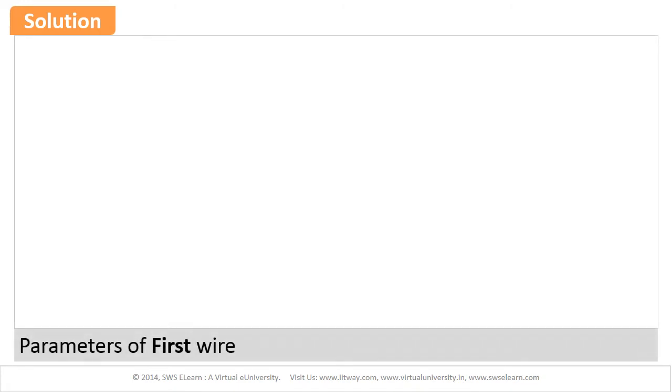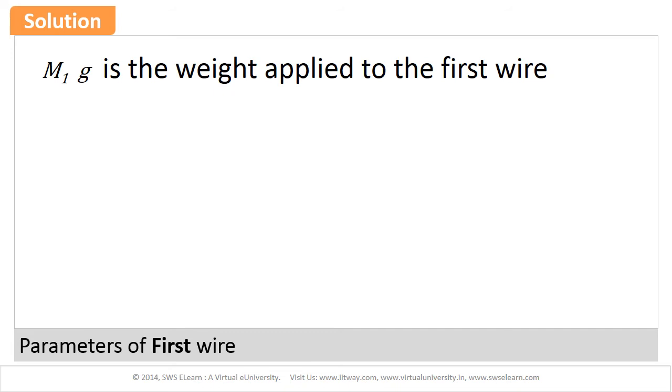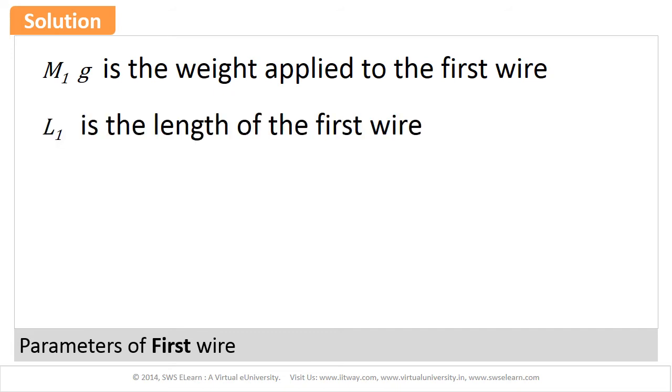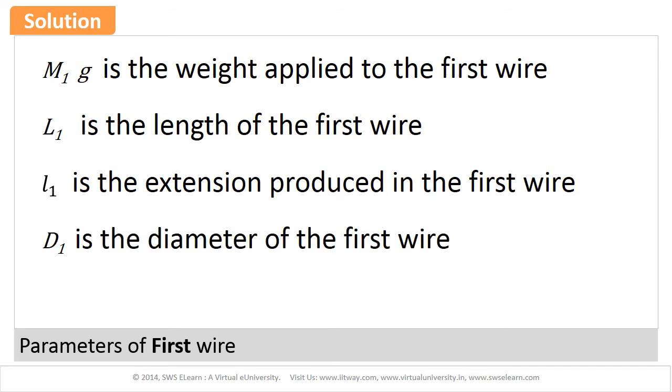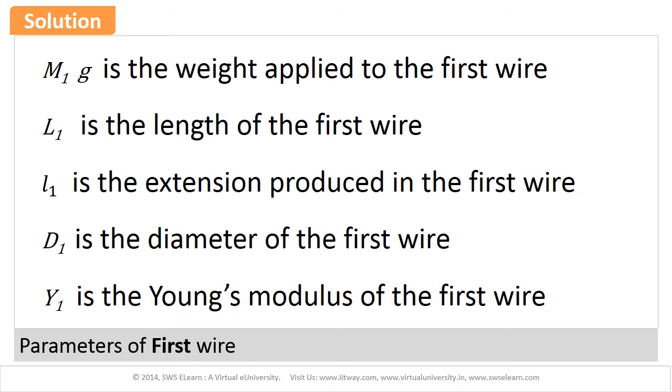Solution. Now, let us take the necessary steps to solve the problem. First, we write the parameters corresponding to the two wires. M1g is the weight applied to the first wire, L1 is the length of the first wire, small l1 is the extension produced in the first wire, D1 is the diameter of the first wire, and Y1 is the Young's modulus of the first wire.